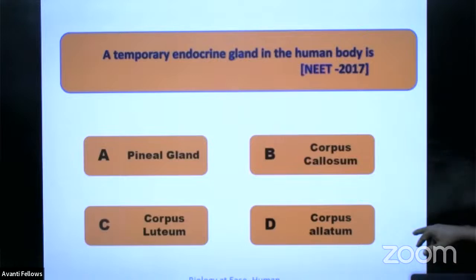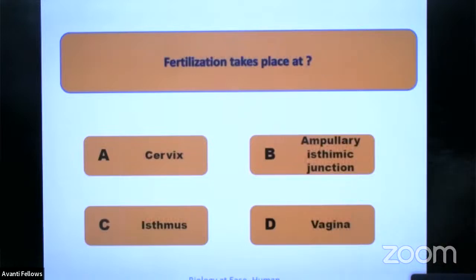And we will move to the next one, question number 39. Where does the fertilization take place? All of you know, not in the cervix, not in the isthmus, not in the vagina. The correct option is B. It is in the ampullary region, particularly the junction of the isthmus and the ampullary region. So this is the correct answer for question number 39, and the correct option is B only.